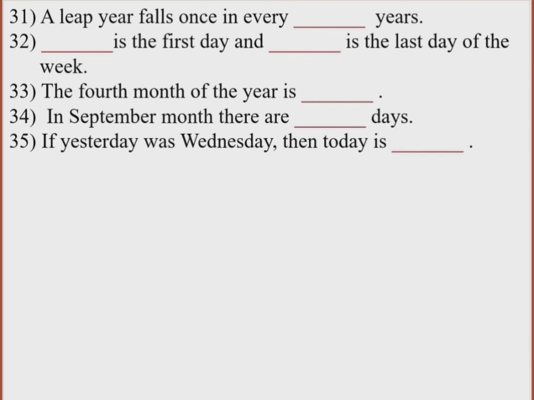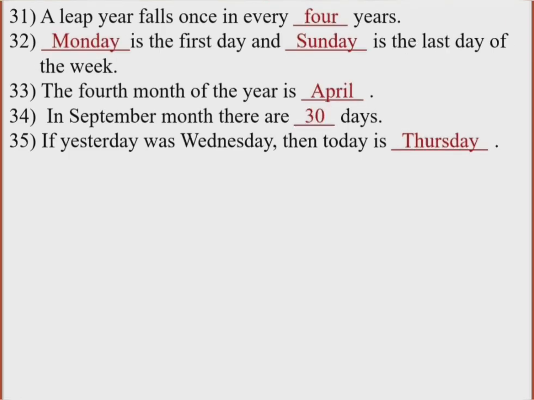We are going to see the answers of these. A leap year falls once in every 4 years. 32, Monday is the first day and Sunday is the last day of the week. The fourth month of the year is April. In September month, there are 30 days. If yesterday was Wednesday, then today is Thursday.